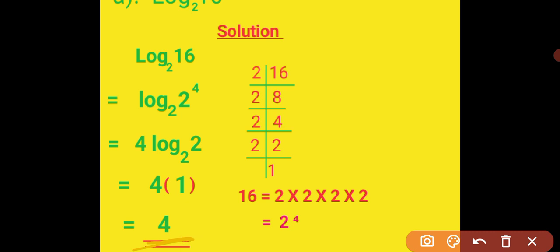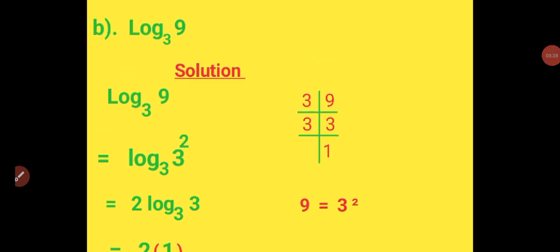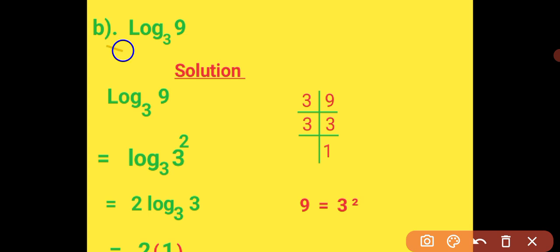So let us proceed to part B. In our part B, we have log to base 2 of 9. So log to base 2 of 9, we write the solution. In our solution, we begin by writing log to base 2 of 9. Then we start by factorizing 9. When we're factorizing 9, we can use the ladder method as indicated in the side work here. So we divide 9 by 3, we get 3. Then 3 divided by 3, we get 1.